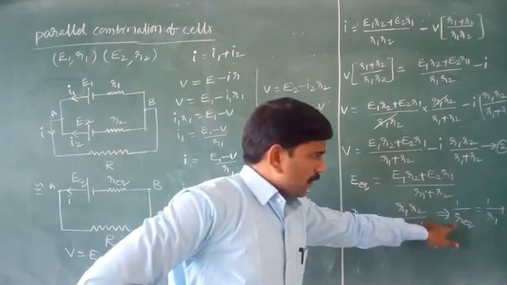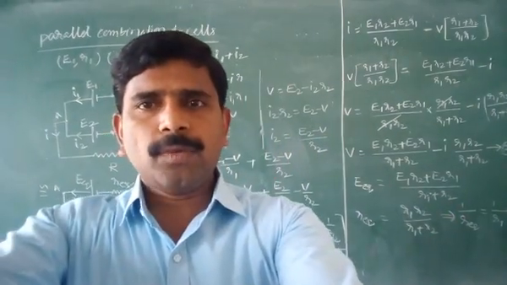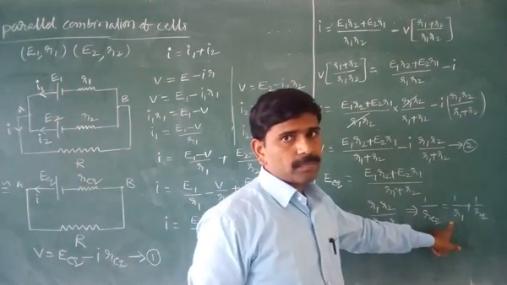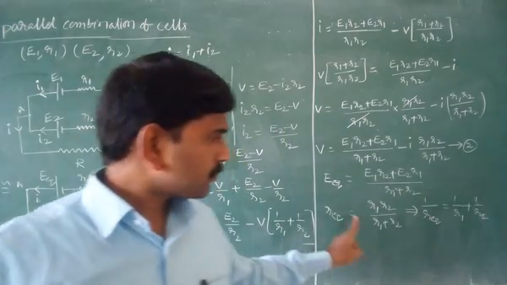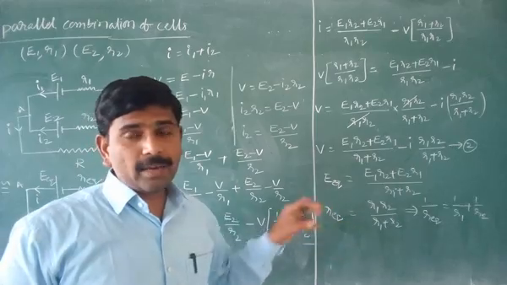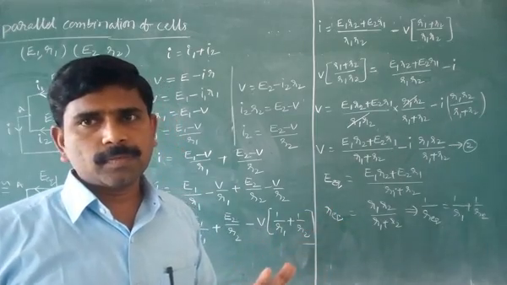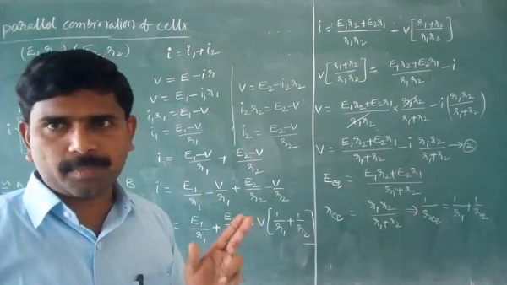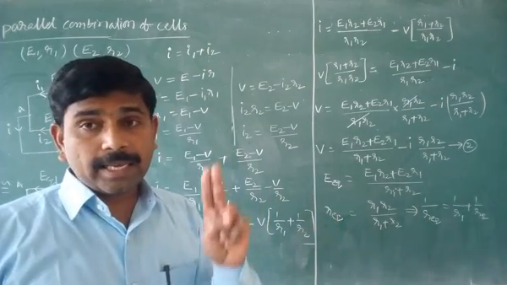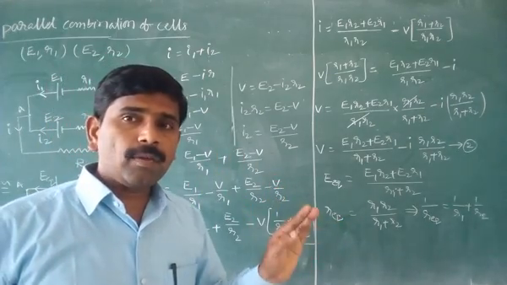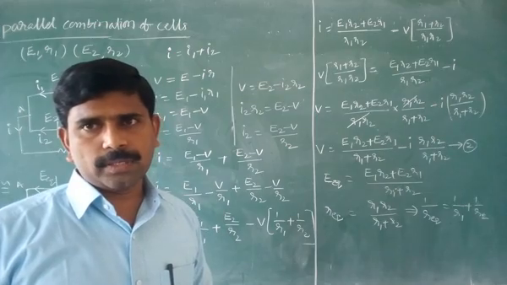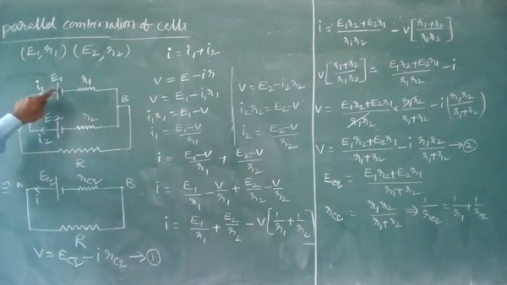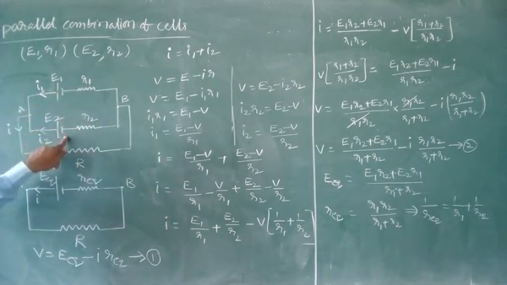So 1 by R equivalent is equal to 1 by R1 plus 1 by R2. So this is nothing but the effective internal resistance when two cells are connected in the parallel combination. In case of the series combination, R equivalent is equal to R1 plus R2 only. Here we have connected positive to positive terminals and negative to negative terminals.